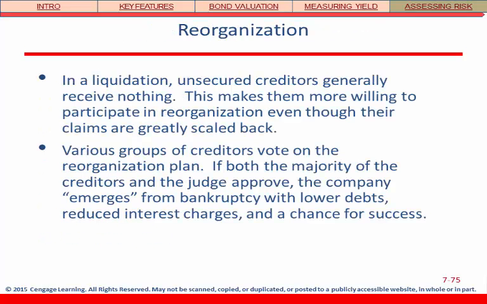So there's two real important points here about reorganization. One, in an event that we do go to liquidation, unsecured creditors are generally not going to get anything. So this is going to make them really want to participate in the reorganization process. In other words, they may actually decide that they'll take a little bit less if they can keep the company going, because that's the only way they're going to get anything. So various groups of creditors are going to vote on this reorganization plan, and if both the majority of the creditors and the judge approve, then the company is going to get to come away from bankruptcy with lower debts, reduced interest charges, and a chance for success. So that's really how it works.